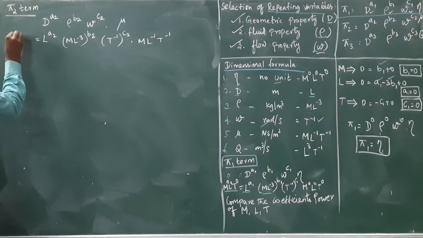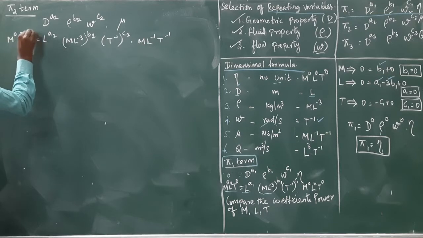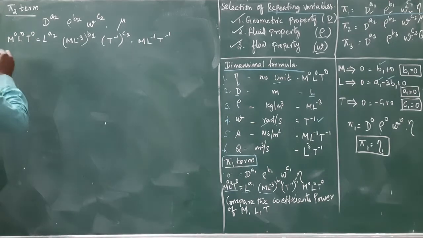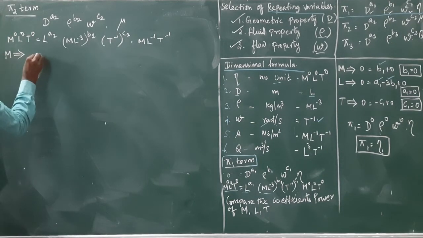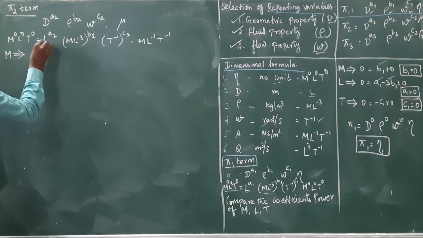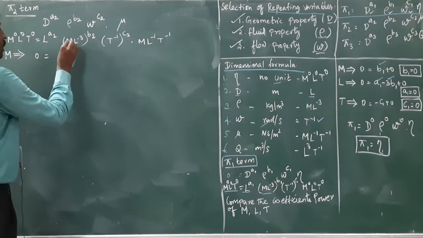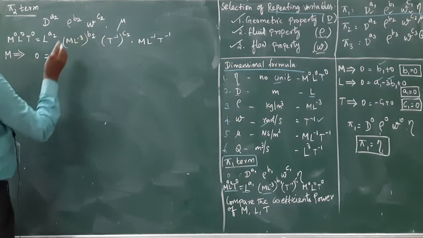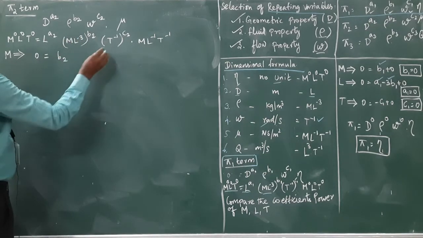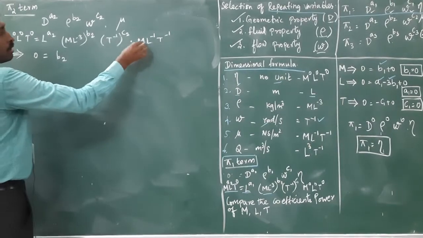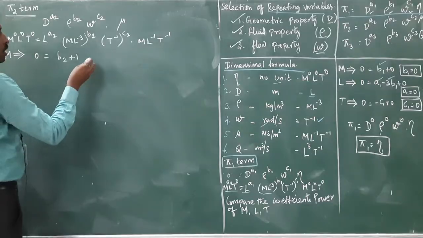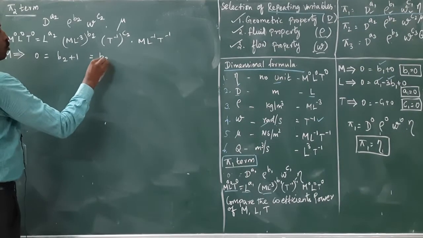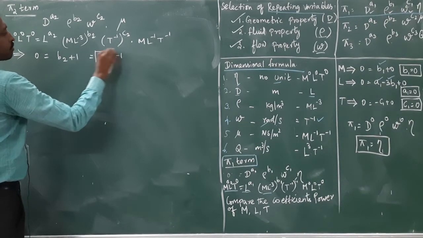So, we already know all the pi terms are equal to 0 from equation number 2. Take the power of M. Left side power of M is 0. Right side, here there is no M term. Here the M term is 1 to the power of b2. Next, here there is no M term. Here M term is 1. b2 plus 1. So, b2 equal to minus 1.